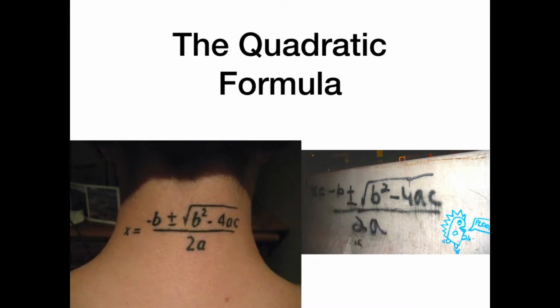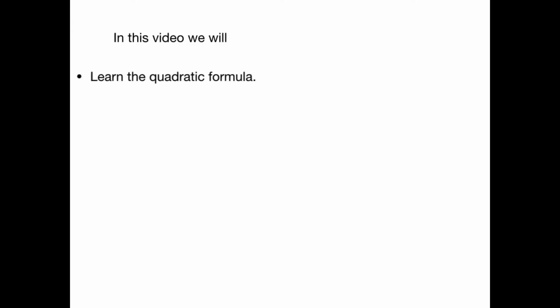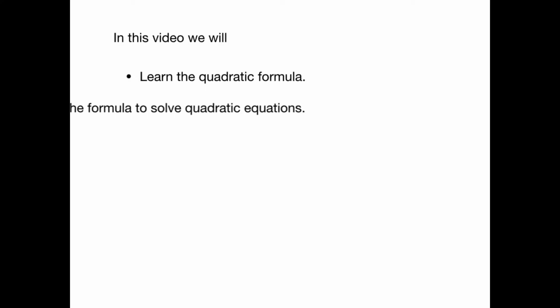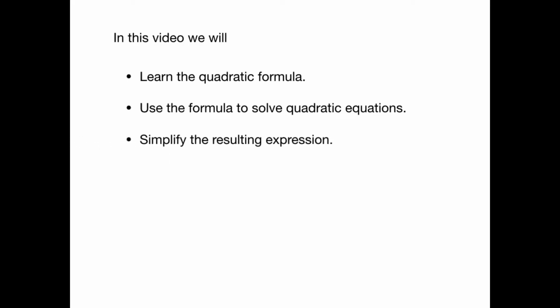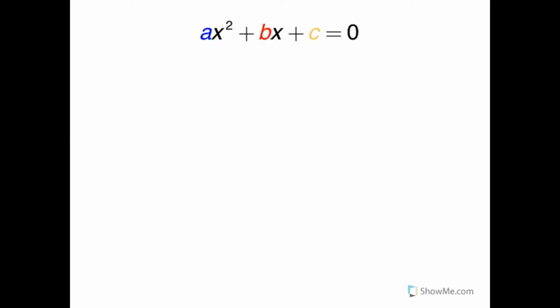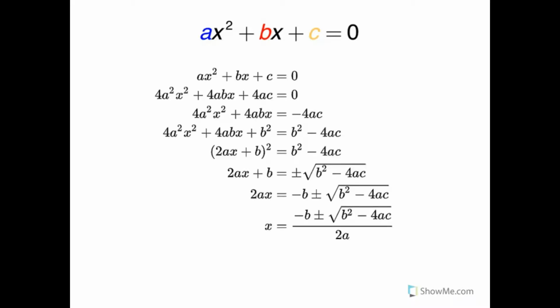Quadratic formula. In this video, we'll learn the quadratic formula, use the formula to solve quadratic equations, and simplify the resulting expression. This is the generalized form of a quadratic equation: ax squared plus bx plus c equals 0. If I solve that generalized form by completing the square, I end up with what's called the quadratic formula.